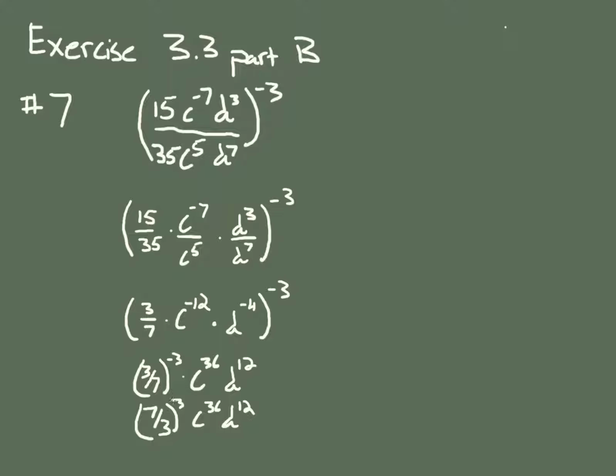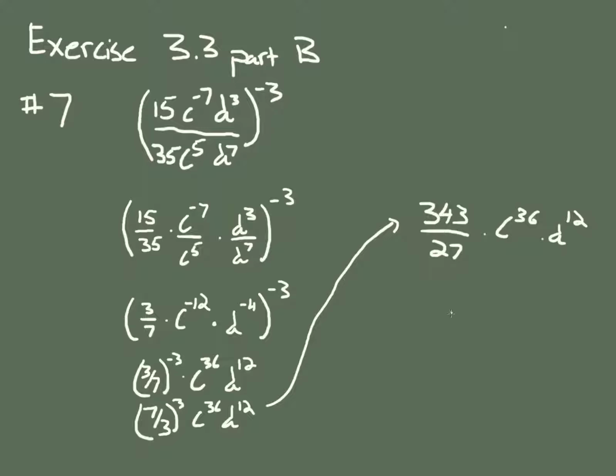So now I raise this to the third power, and what I end up getting is 343. I'm going to bring this up over here, running out of space. So I end up with 343 all over 27, times c to the 36 times d to the 12th. And there's our final answer.